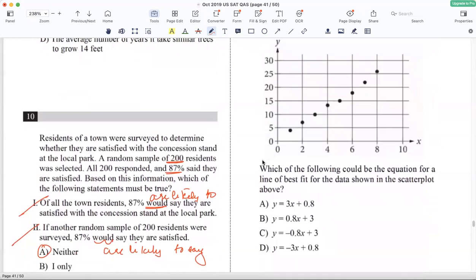Which of the following could be the equation for a line of best fit for the data shown in the scatter plot above? Okay, so the first thing I can see is that the slope will be positive because it's a rising line. So C and D are out. And let me try to get a sense of the slope. Let's say this is my line. So this point is (2, 7) and this point is (4, 14), right? So my slope will be 7 by 2, so about 3.5. So it has to be 3. So answer A.